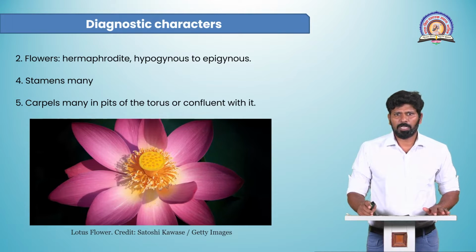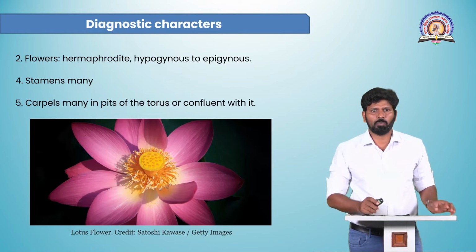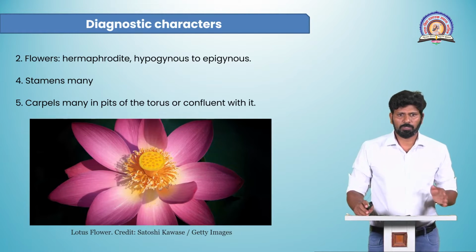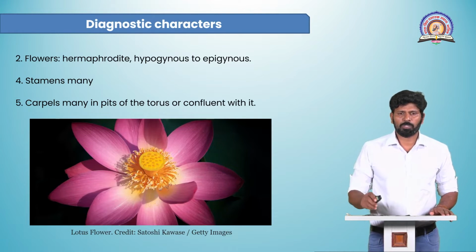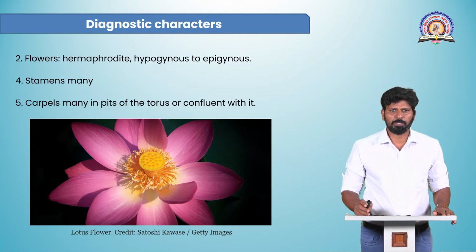Then flower is hypogynous to epigynous. Flower is hypogynous because ovary is superior and other floral whorls are coming from the bottom of ovary or the female reproductive organ, and hence we can call it as a hypogynous. Then stamens are many. So look at the stamens. Whatever central part is the gynoecium, and the thread-like structures, these are numerous stamens. These are surrounding the female reproductive organ, that is the gynoecium or the ovary.